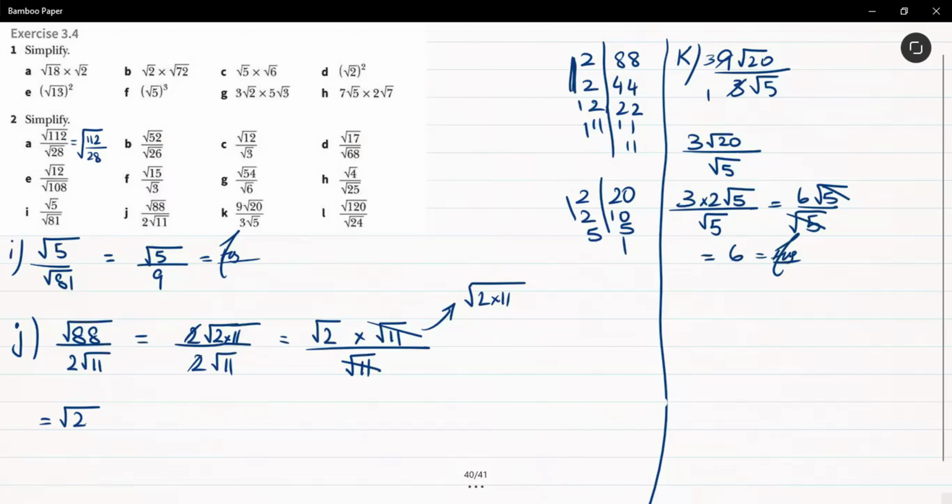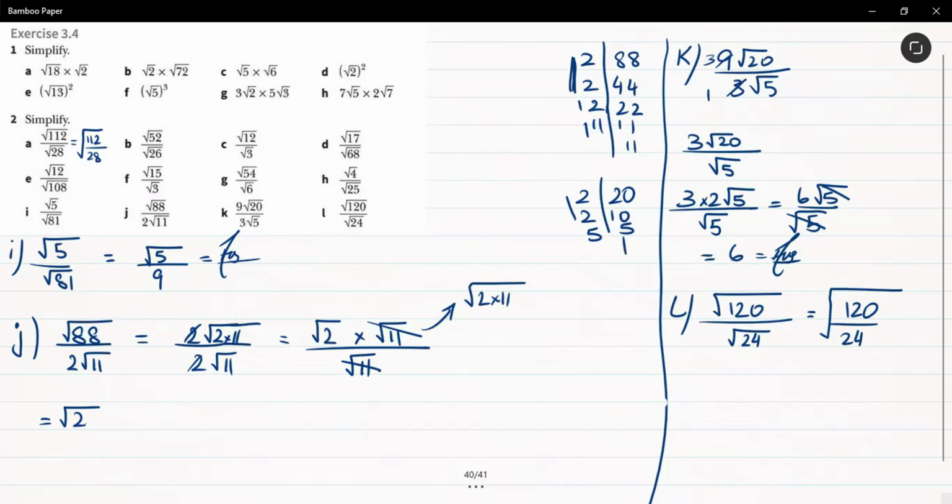Okay, so 6 is it, and going on to part A. Under root 120 divided by under root 24. Okay, so under root 120 and 24 can be divided by each other. So let me just do it. Under root 120 divided by under root 24.